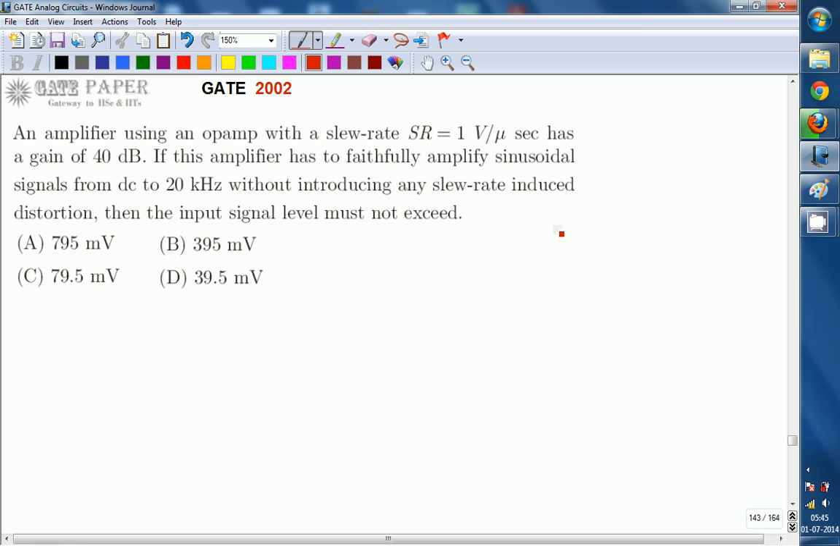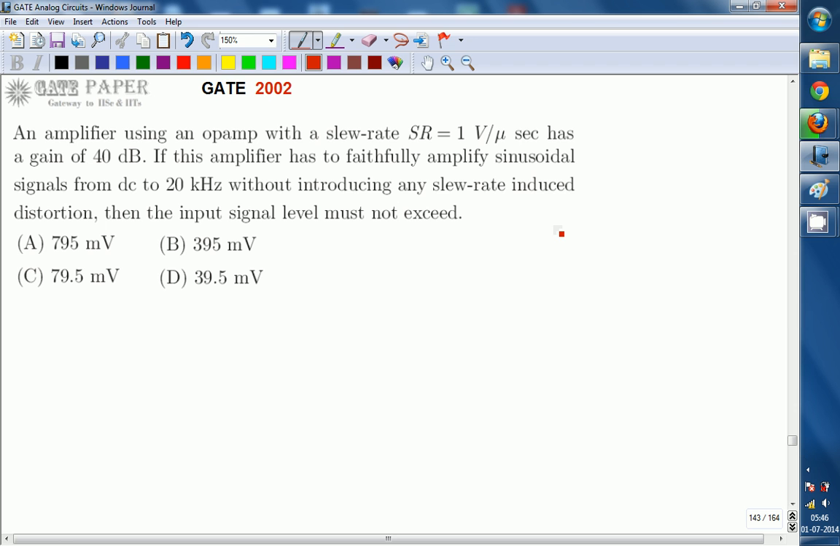So here we are going to calculate what is the maximum input you can apply such that the output signal is not deviating in its shape. The output signal is also of sinusoidal nature, so what can be the maximum input you can apply.